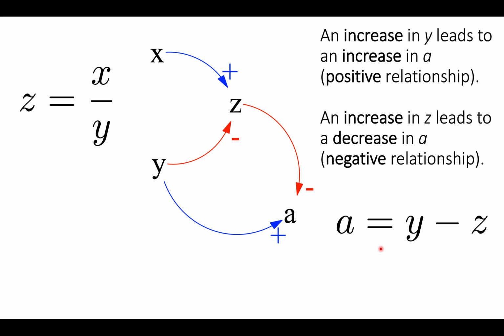And so from this formula over here, I know that a depends on y, so I draw this y down here, and I know that if I increase y, I will also increase a, so I put a plus there. I also can see that a depends on z, so I draw this line down here. If I increase z, because I will subtract away from y, then I will decrease a. So I put a minus there. And there's the causal loop. It represents those two equations simultaneously.